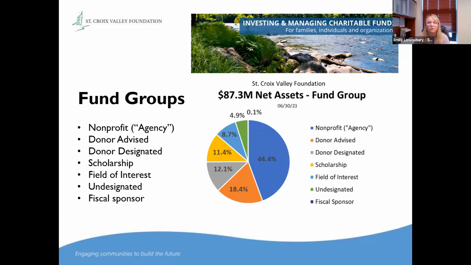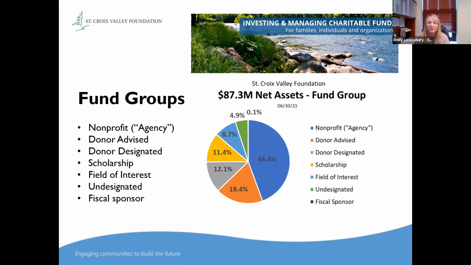These are nonprofit organizations that establish funds to take advantage of St. Croix Valley Foundation's investment expertise, economies of scale when it comes to lowering rates for investments, our capacity to accept complex gifts, and non-tangible support, such as donor matchmaking and board education. So St. Croix Valley Foundation handles the investment and administration of those funds, which allows the nonprofit organization to focus on its charitable mission and accept complex gifts to forever support that organization in the future.